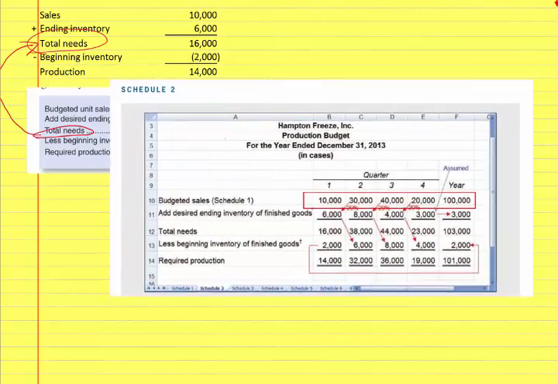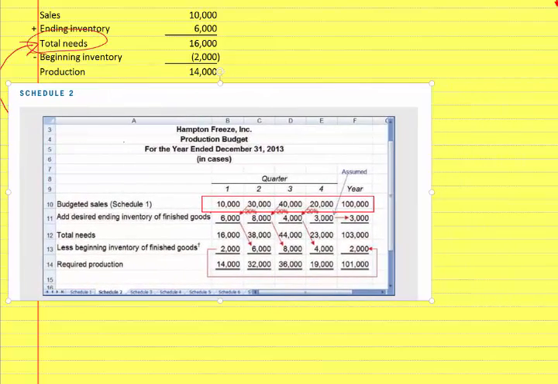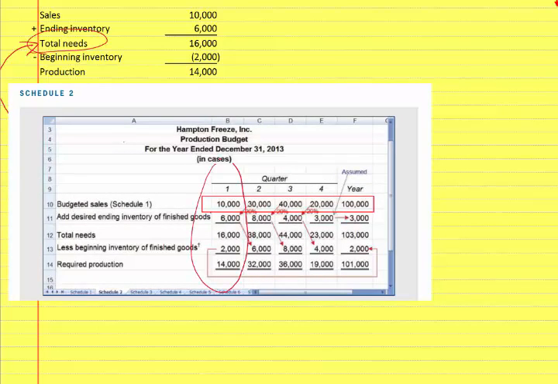Now let's take a look at the example in the book, also on page 293. Notice rows 10 through 14 are the same formula that we have. Let's take a look at the first quarter. Same 10,000 units in sales as in our formula, right there. Same 14,000 units produced, required production, right there as the bottom line. So that's exactly the same numbers and exactly the same formula as we just developed.